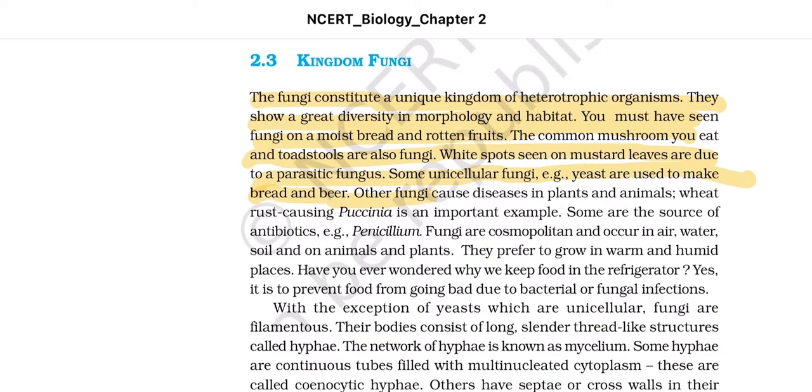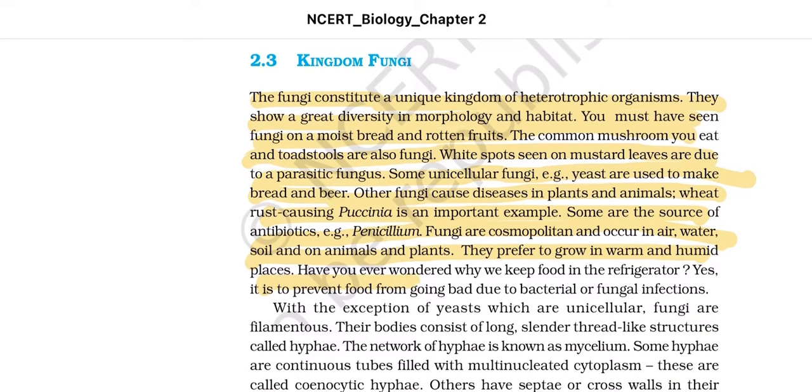Other fungi cause diseases in plants and animals. Wheat rust causing Puccinia is an important example. Some are the source of antibiotics, for example Penicillium. Fungi are cosmopolitan and occur in air, water, soil, and on animals and plants. They prefer to grow in warm and humid places.